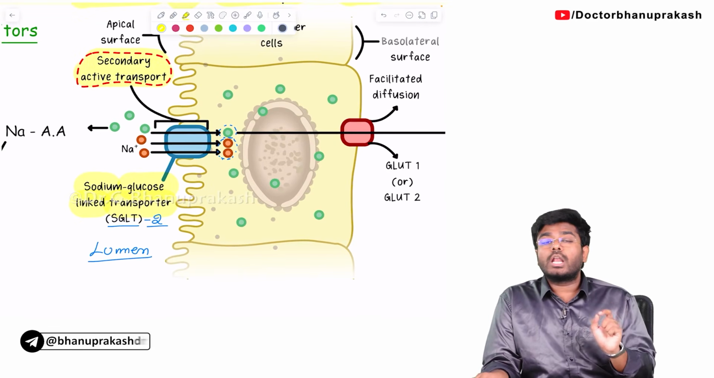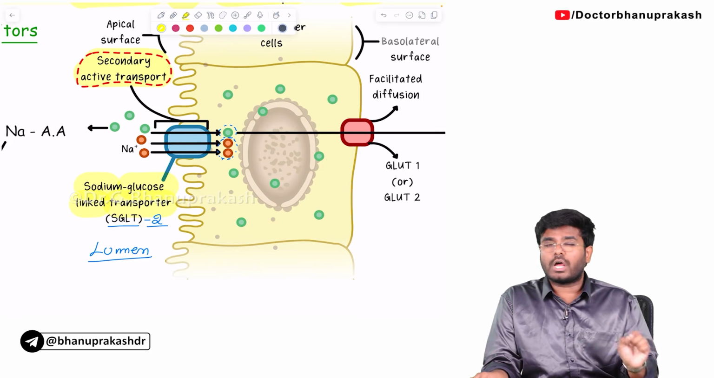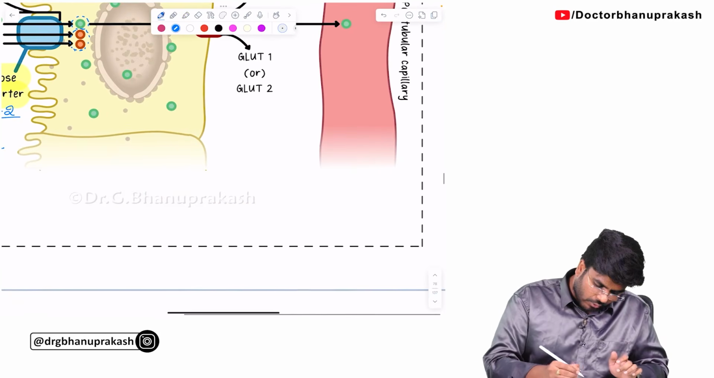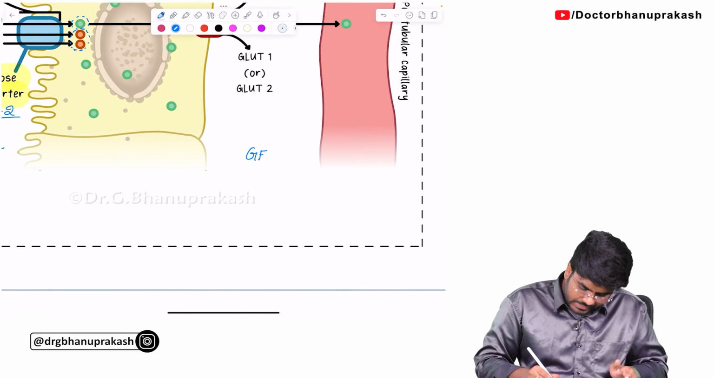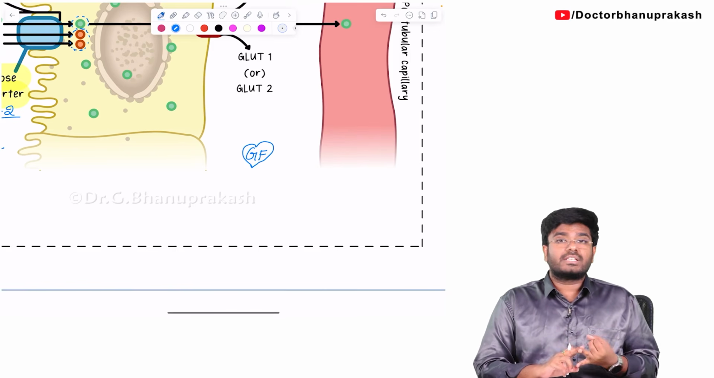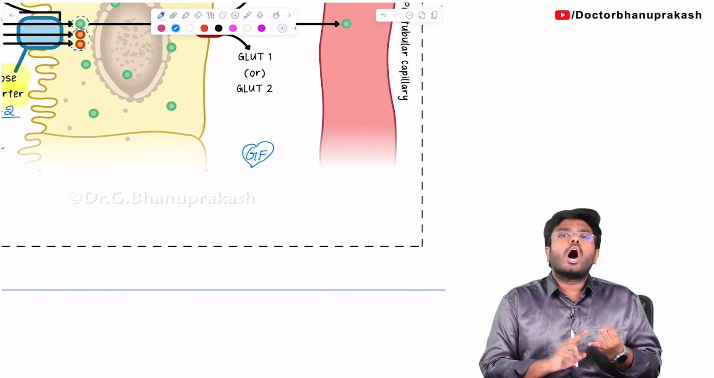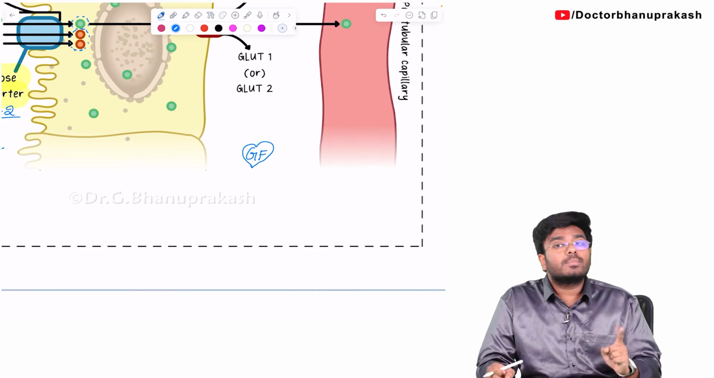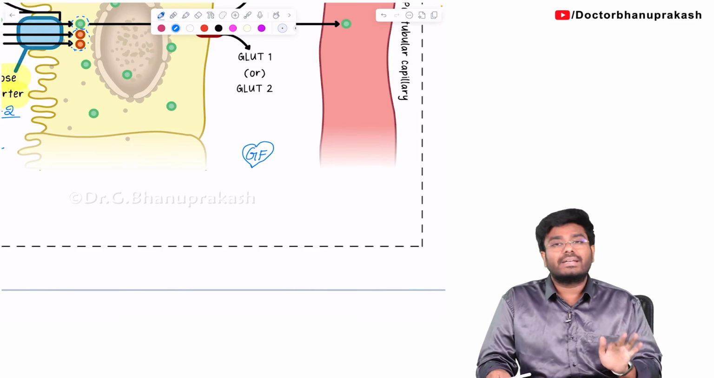The mnemonic: all GLUTs are examples of facilitated diffusion. The mnemonic I gave you is GF, girlfriend. All GLUTs are examples of facilitated diffusion. All ATPases, pumps, are examples of primary active transport. All co-transporters, symporters, antiporters, they are all examples of what? They are all examples of secondary active transport.